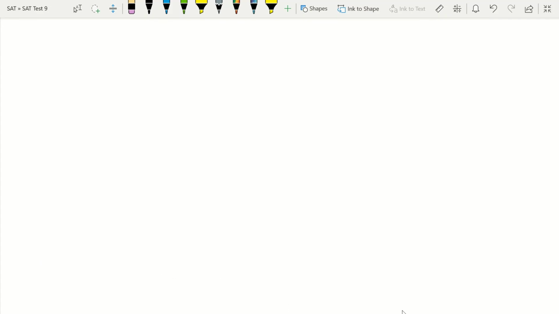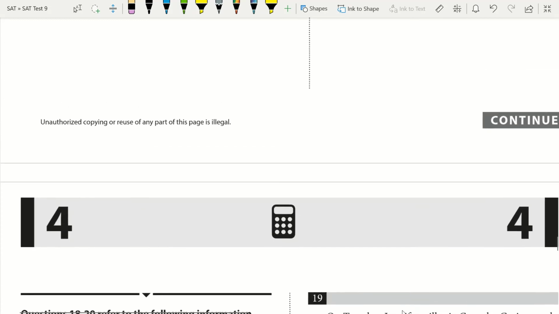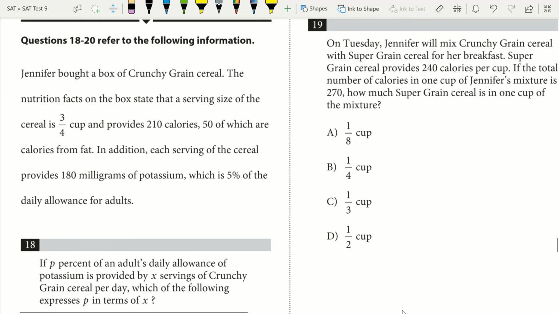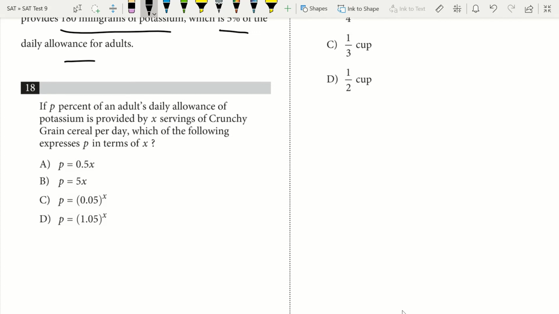So let's go ahead and do this one. We have Jennifer. Looks like I accidentally scrolled down. Okay, there we go. Jennifer bought a box of crunchy grain cereal. The nutrition facts on the box state the serving size of the cereal is 3/4 of a cup and provides 210 calories, 50 of which are calories from fat. In addition, each serving of the cereal provides 180 milligrams of potassium, which is 5% of the daily allowance for adults. If P% of an adult's daily allowance of potassium is provided by x servings of crunchy grain cereal per day, which of the following expresses P in terms of x?